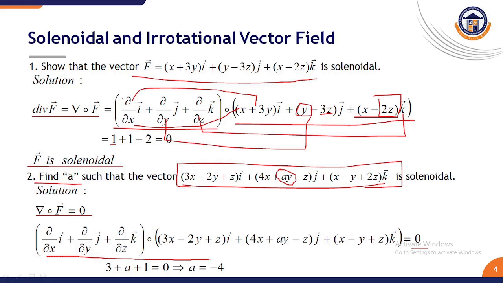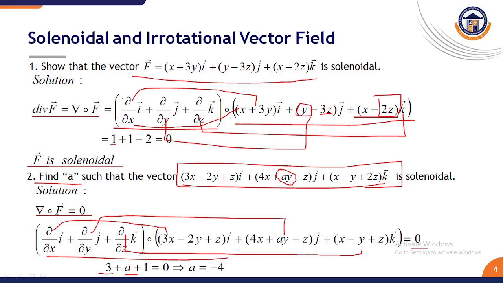Take the dot product. So here the differentiation dou by dou x of 3x minus 2y plus z equal to 3. The second differentiation, dou by dou y of ay, equal to a. Plus the third component, multiplication k into k, dou by dou z of z, 1. So 3 plus a plus 1 equal to 0. From that we can find out the value of a. Here a equal to minus 4. So when a equal to minus 4, the vector field is solenoidal.